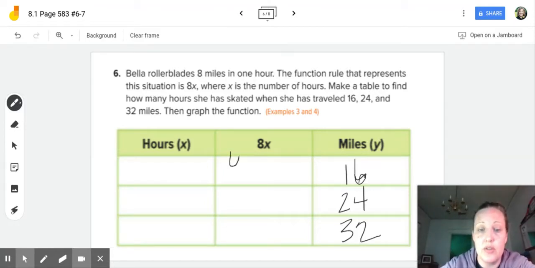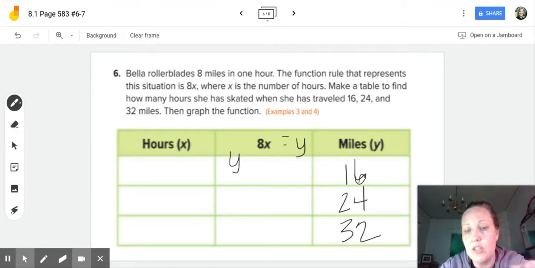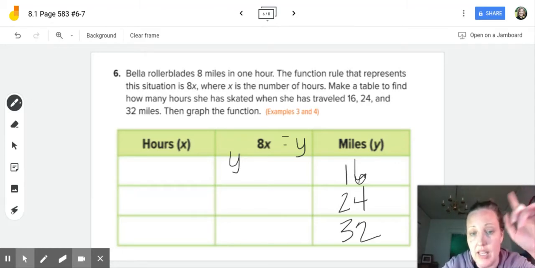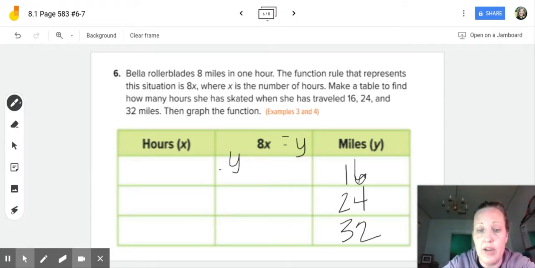So we're going to undo that because what this means is 8x equals y, right? We're going to solve for x, which we know. We're going to say x is equal to, and the opposite of that is dividing by 8. Y divided by 8 is going to give me my x, right?